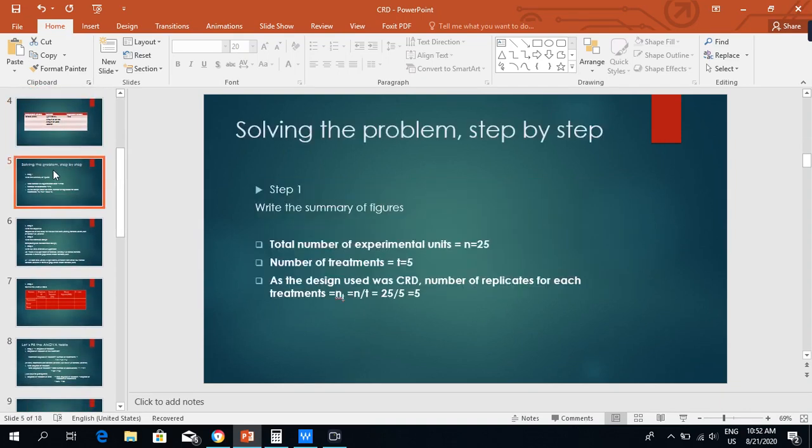Next, I am going to solve this problem step by step. In step 1, we should write a summary of figures. That means the information that is given in the problem. Total number of experimental units is 25 because we have 25 plots. Number of treatments is equal to 5 because we have 5 varieties, and number of replicates for each treatment is 5 because we have 25 plots and 5 varieties. 25 divided by 5 is equal to 5.